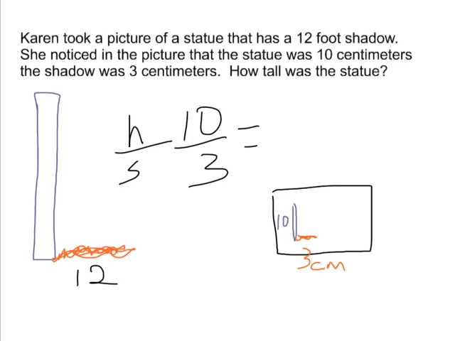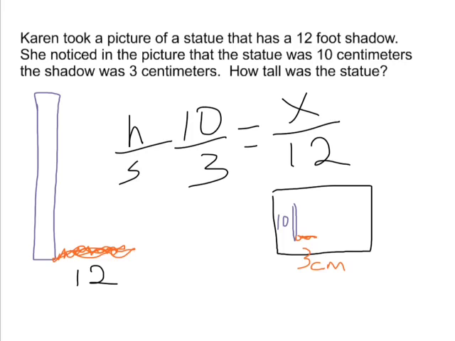So I'm going to set that proportion equal to the ratio, or write the same ratio for the actual statue. Now I don't know the actual statue, but I know its shadow is 12. I have now created a proportion. 10 to 3 is equal to x over 12. We can cross multiply and divide.